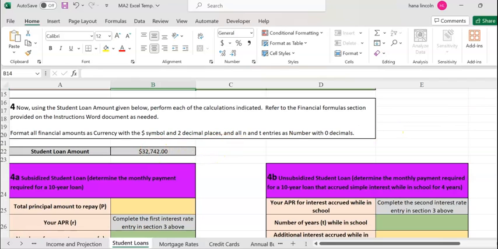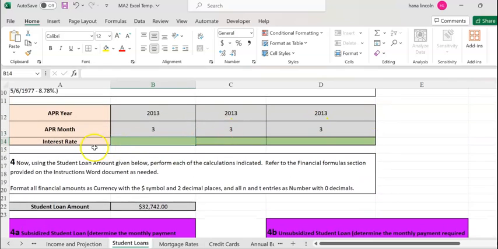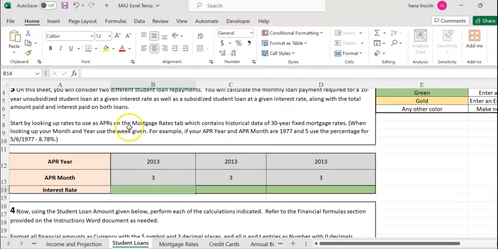So we need also more values. Here on the top, we need interest rates for March 2013 in those tables. To get those values, you need to go to the mortgage page. Read this instruction. The next tab, click on it, March 2013.